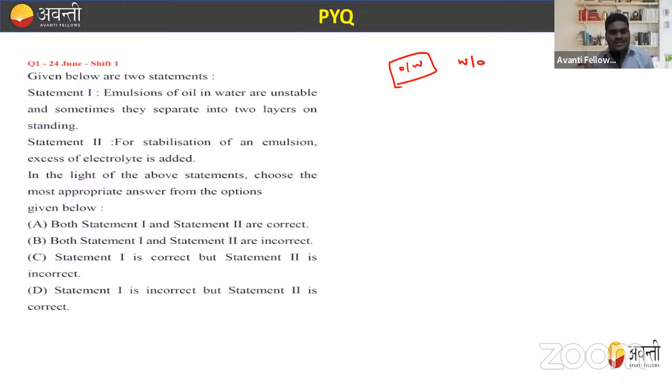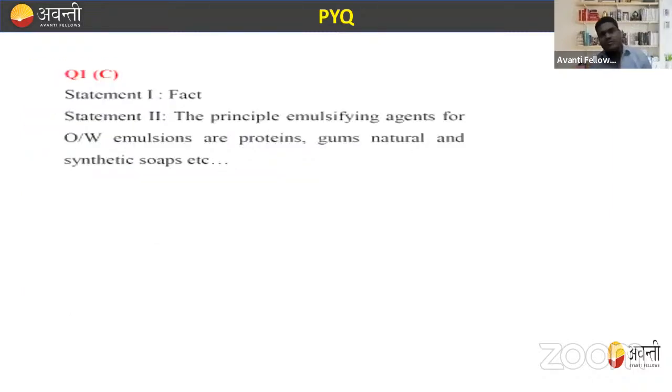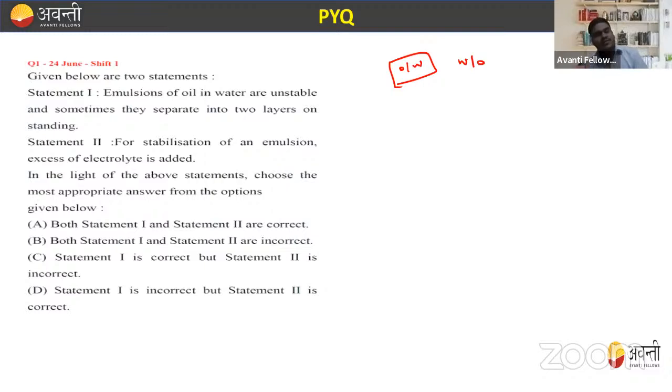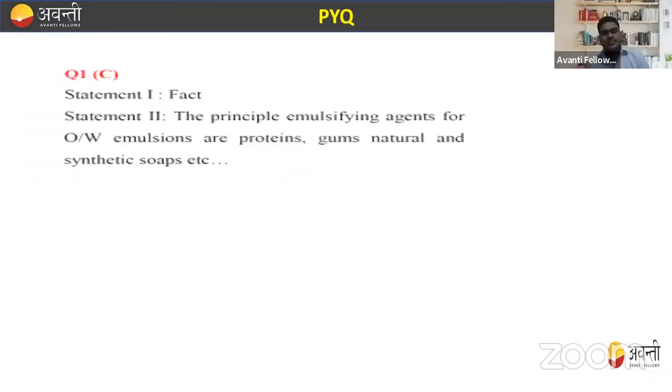Experiment 2, for the stabilizer of an emulsion, excess of electrolyte is used. So identify the correct statement. C is absolutely correct. What C states is that statement 1 is correct, but statement 2 is absolutely incorrect. So statement 1 is correct.